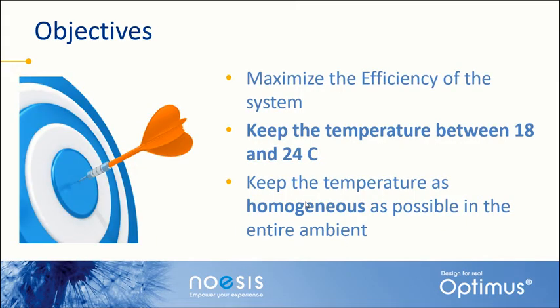And so our objectives are ultimately to maximize the efficiency of the system. We found that the baseline configuration was extremely inefficient, as you'll see shortly. In addition to maximizing the efficiency, we want to keep the temperature between 18 and 24 C in the cabin. And ultimately, we want to keep the temperature as homogeneous as possible throughout the entire cabin. So we want to make sure that the passengers at the front of the cabin and the passengers at the rear of the cabin are experiencing the same temperature. So we want to minimize the deviation throughout the entire cabin.